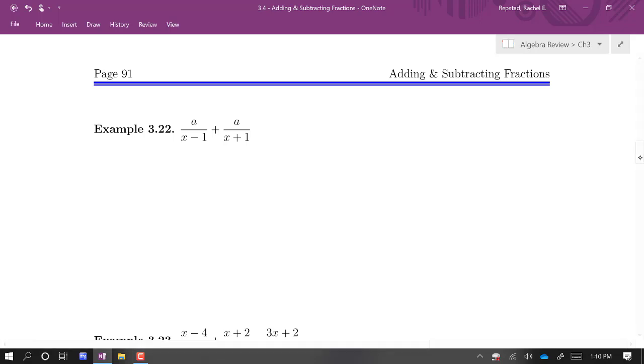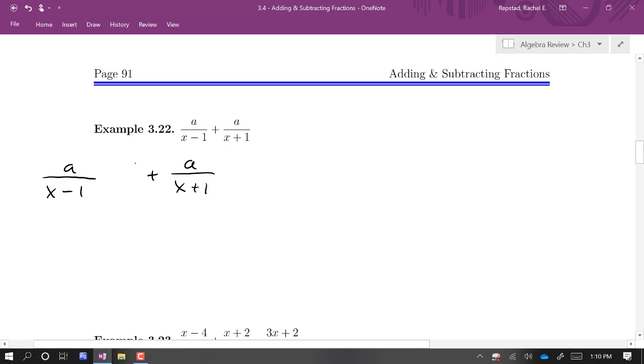Okay, in our next example, again, we want to add these fractions, and we're starting out without a common denominator. So we need to obtain a common denominator. And again, I'm going to start by writing the fractions, giving myself a little bit of space. And then I need to figure out what factors each of these denominators needs to pick up.